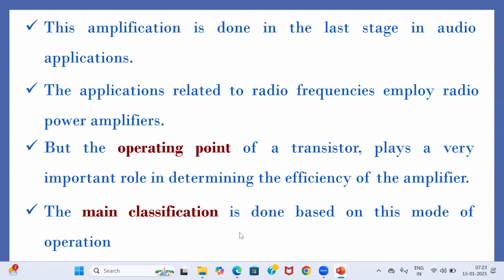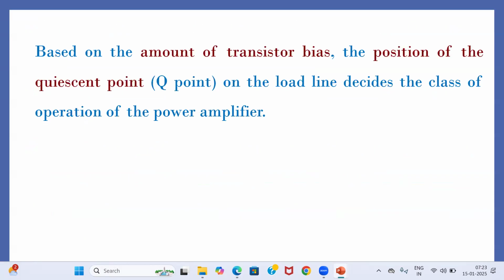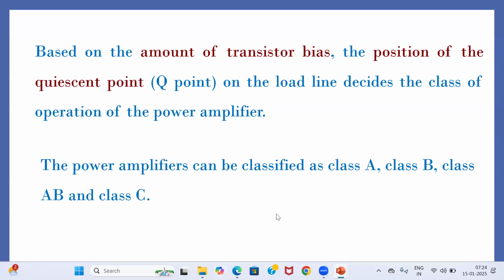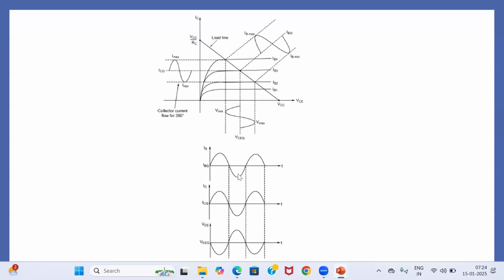This is based on the portion of the input cycle during which the collector current flows, and the Q point varies. The position of the Q point on the load line decides the class of operation of the power amplifier. We are going to classify them as class A, class B, class AB, and class C. One more is there, which comes under class D. First we can see the class A amplifier.